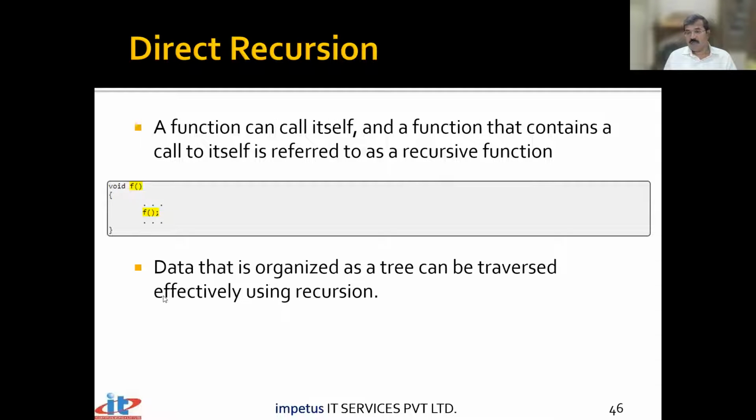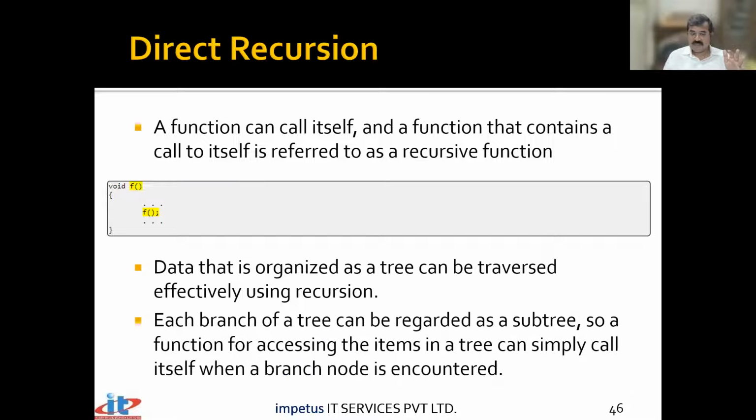Now, I have made this statement because all these years, the best example that I have seen that we can discuss during academics is a recursive call to traverse through a tree structure. Now, what is a tree? A tree is like a regular tree where there are branches and there are subtrees and so on. So a function for accessing the items in a tree can simply call itself when a branch node is encountered.